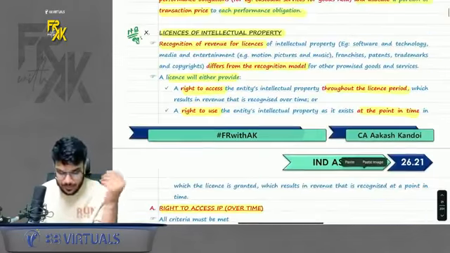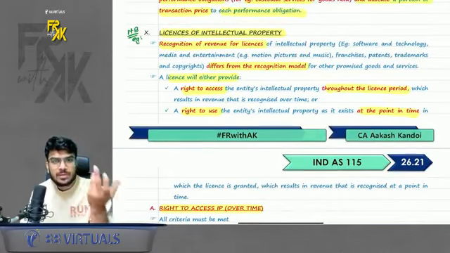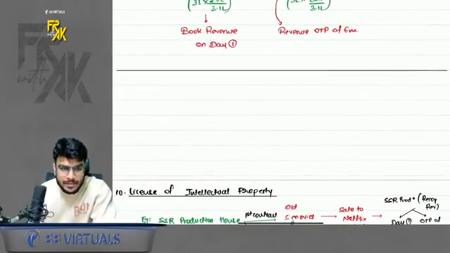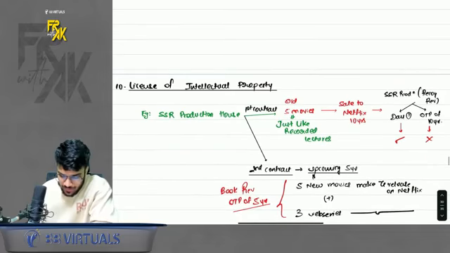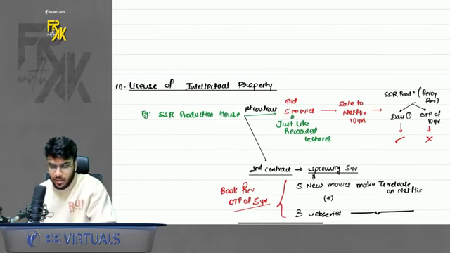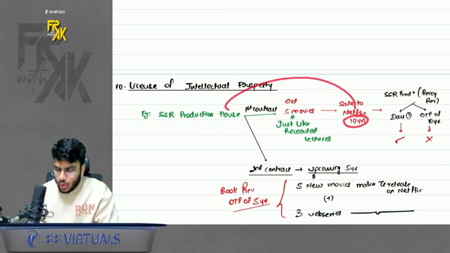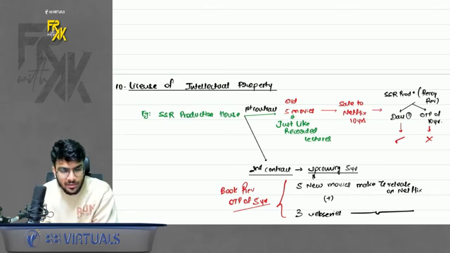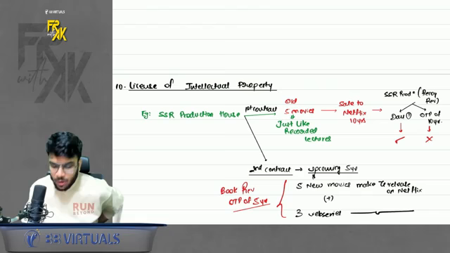Next point. Licenses of intellectual property. Now what is the meaning of this? Sometimes you sell your intellectual property like music rights, movie rights, team logo rights. So just remember one thing, whenever you are selling your IPR, let's say you are selling it for 10 years, don't look at for how many years you are selling. Just see whether you are selling any recorded content or you have an obligation to perform across 10 years.